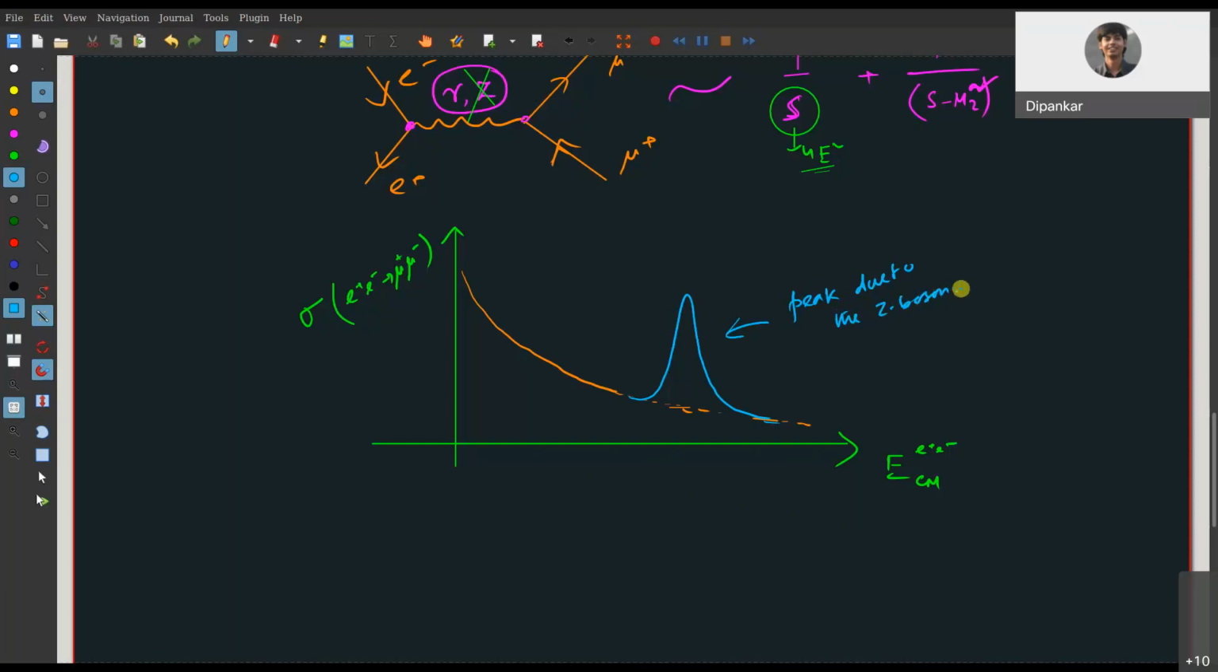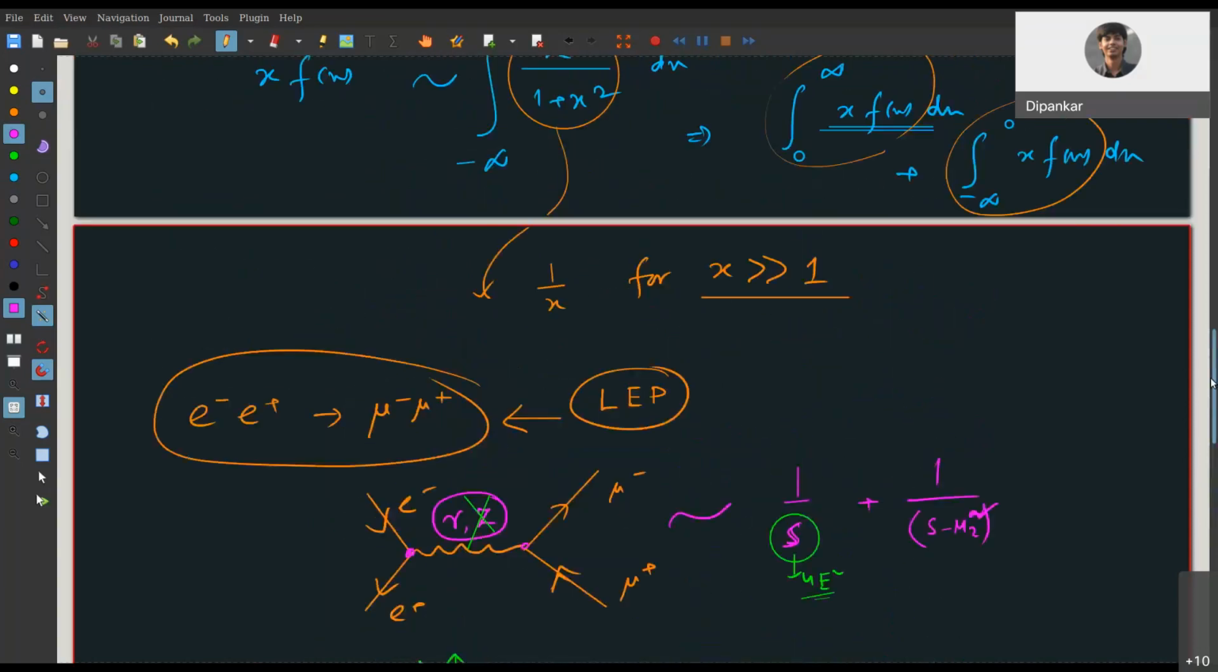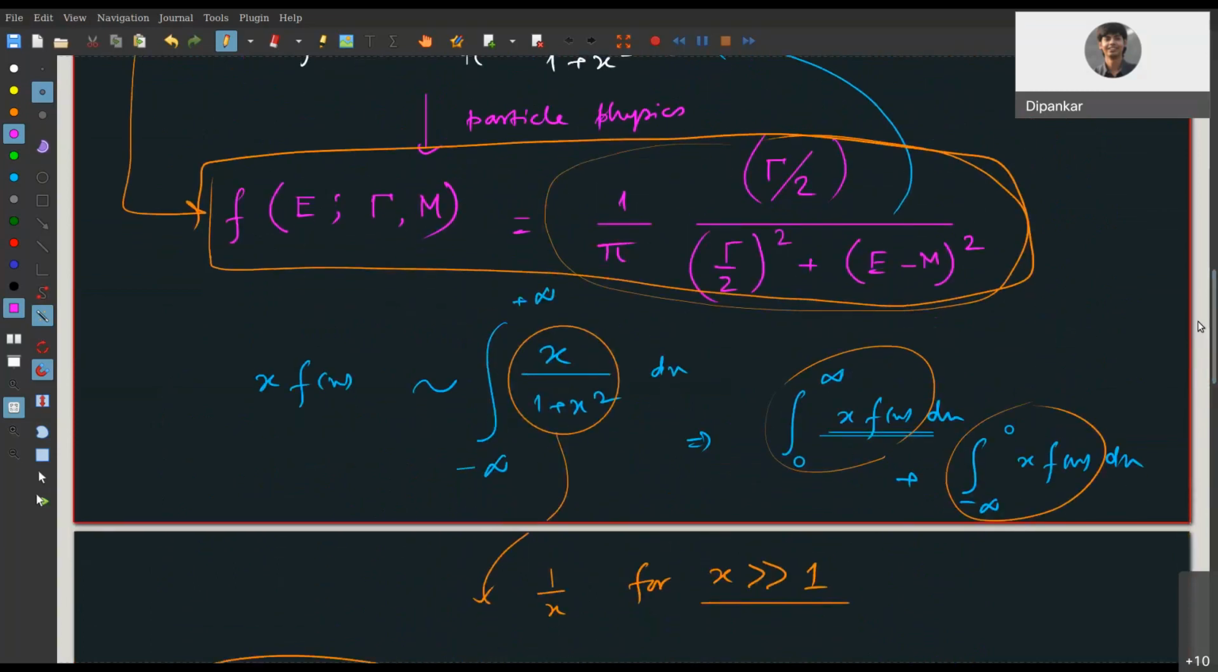The energy at which this peak is, you call the energy corresponding to the mz mass, the Z boson mass. And how wide this distribution is will give you a measurement of gamma. So how will you get gamma?